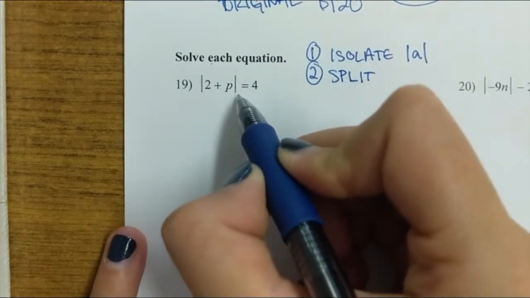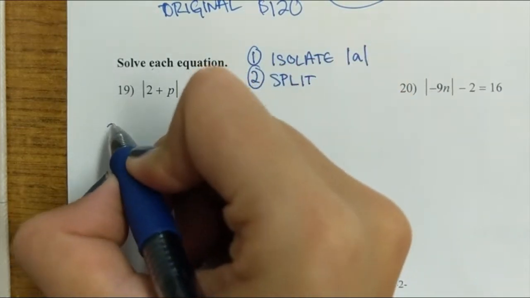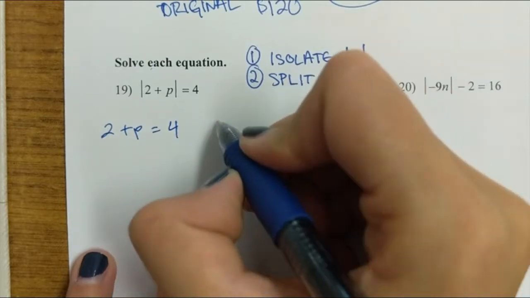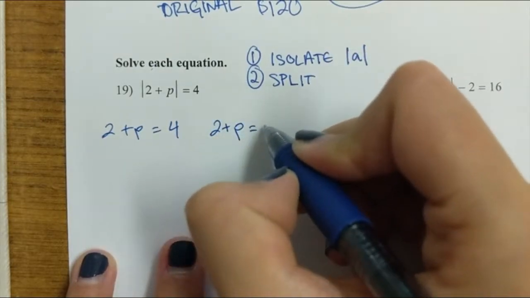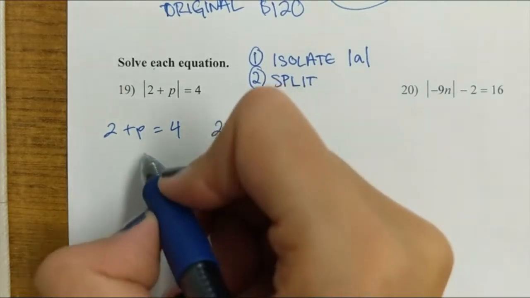All right, this one, is the absolute value isolated? Yes, it is. So we automatically do the split. 2 plus p equals 4. And then my opposites: 2 plus p equals negative 4. There are two equations we can solve now.